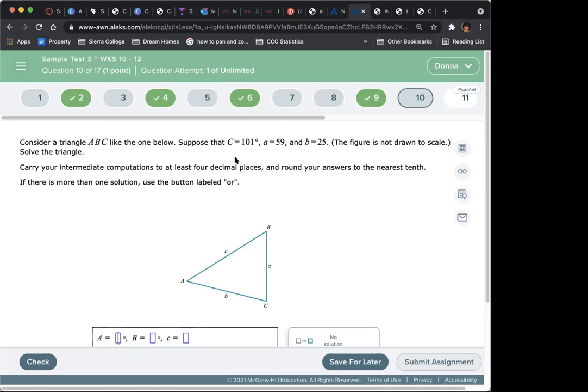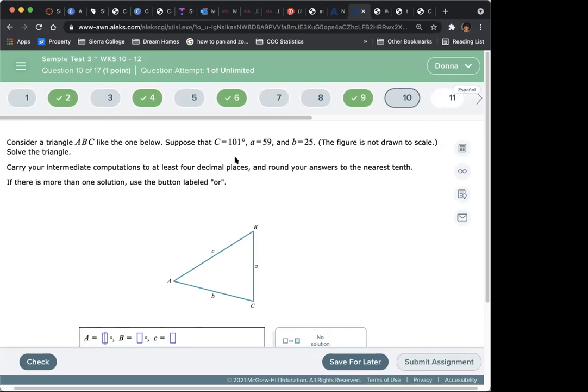All right, so for this one, I'm going to draw the triangle. If you could see what I'm drawing right now, you would laugh. They tell me angle C is 101 degrees, and this is clearly not to scale because 101 looks like 30 degrees. A is 59. And then they tell me B is 25.